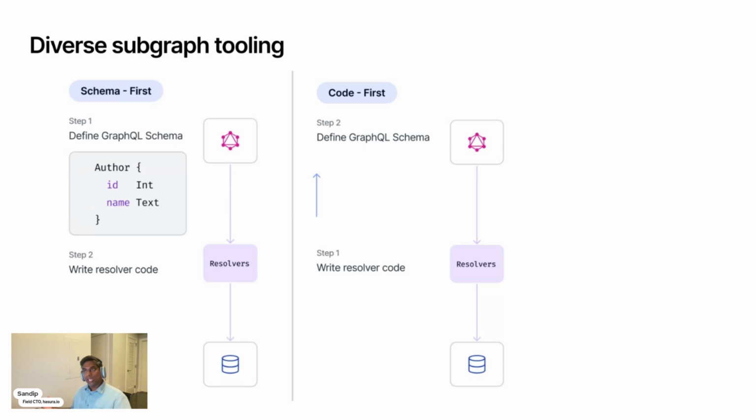We have a complex domain. I don't want to sit and write thousands of lines of GraphQL schema. In some cases, I already have APIs and database domains which have defined what the schema should be. Why am I building another layer on top of it?